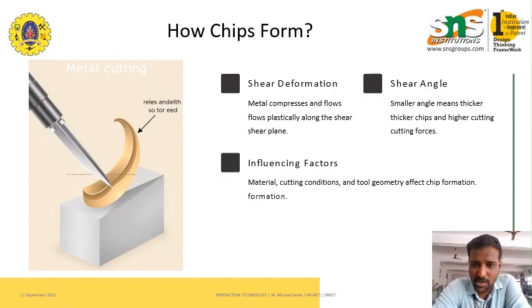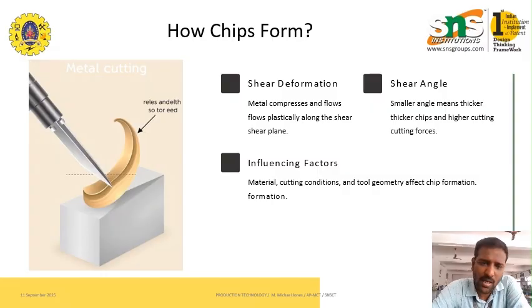It is purely due to shear deformation. We may have studied shear deformation in material science. A metal compresses and flows in a plastic form, and that is called shear deformation. Shear deformation is majorly influenced by the shear angle. The shear angle is the angle between the chip and the tool. A greater shear angle will influence higher shear pressure, and if it is low, then it will be a lower shear force.